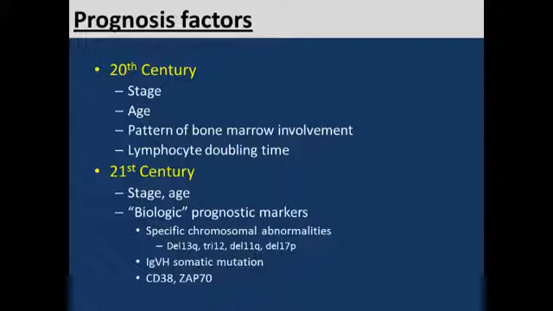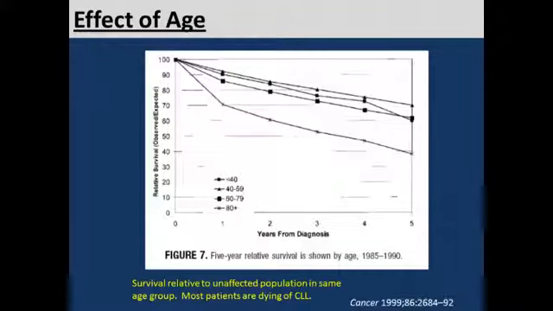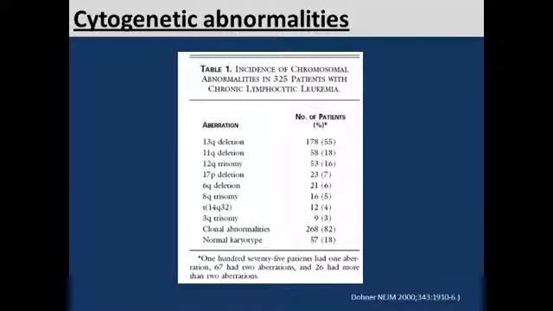So prognostic factors, 20th century: stage, age, pattern of bone marrow involvement, and lymphocyte doubling time is what we went by. Now we have these additional biologic prognostic markers that Dave reviewed, chromosomal abnormalities and the mutation status. So patients who are older do worse with CLL. The bottom line there with the X's, those are patients who are 80 or over. And this is their relative survival, relative to 80-year-olds who do not have CLL. So you can tell that those patients are dying from their CLL, and they do worse than younger patients, which are depicted in the upper lines.